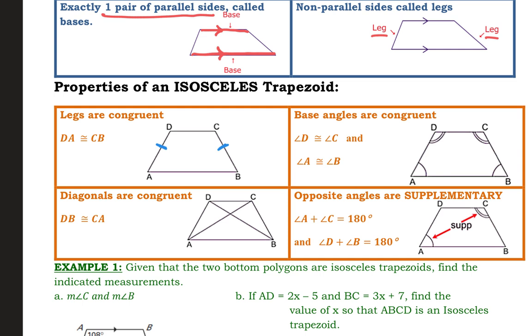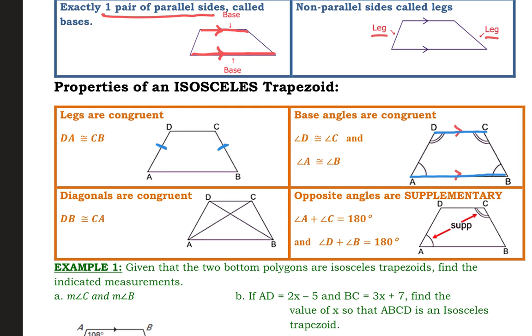So remember your base is at the parallel sides. So you have 2 bases. These are your parallel bases. On these lines specifically, those 2 angles are equal. And then these 2 angles are equal. All right, diagonals are congruent.